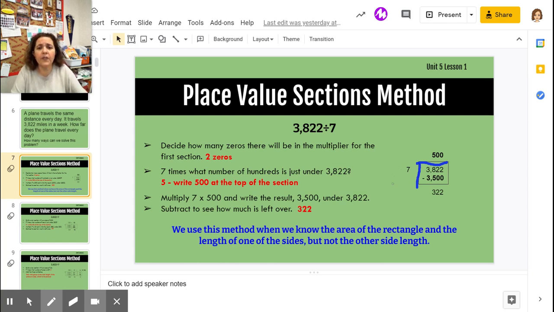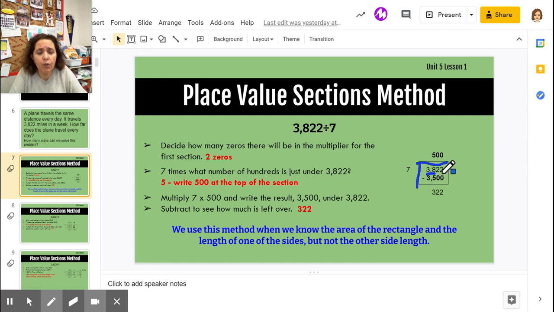Now, first thing I'm going to do is ignore the 22 for right now because I'm just going to see how many times 7 can go into 38, because 7 doesn't go into 3. So I'm looking at the 38 right here. 7 goes into 38 how many times? So 7 times what is close to 38 without going over? 7 times 5 is 35. So 7 times 5 is my 35.